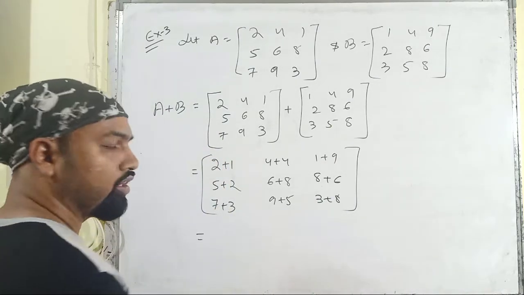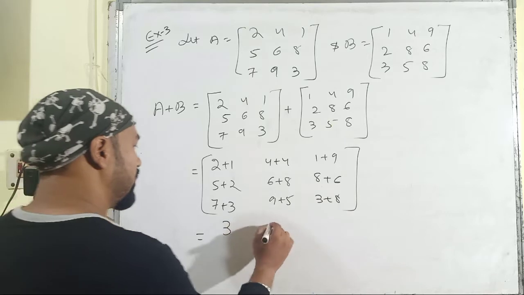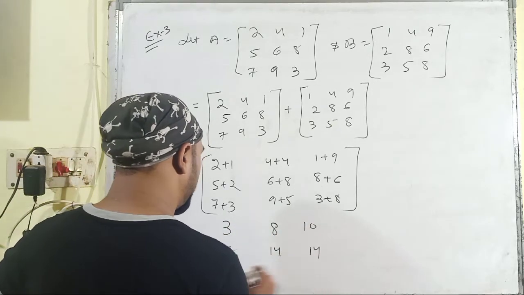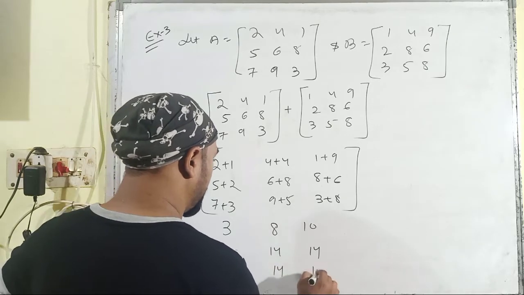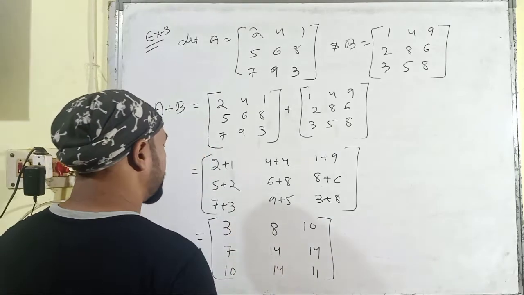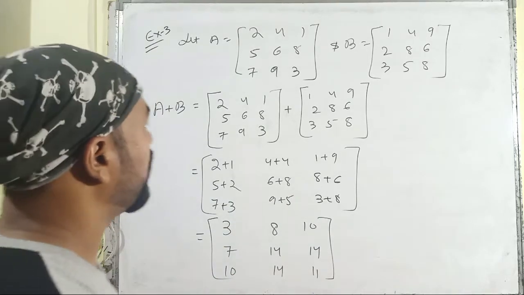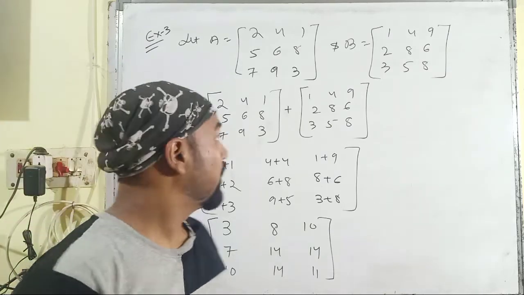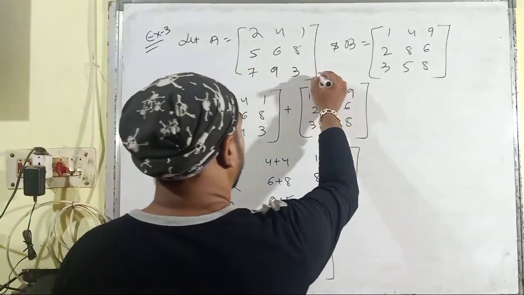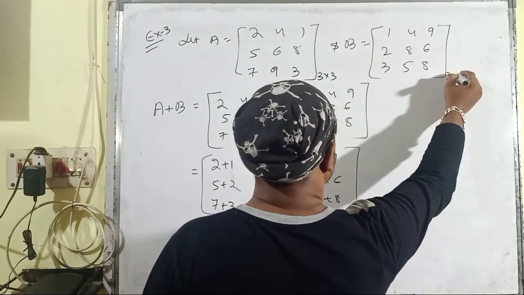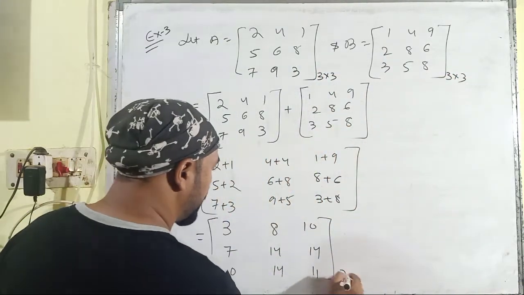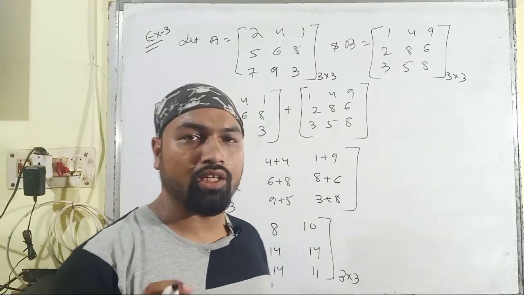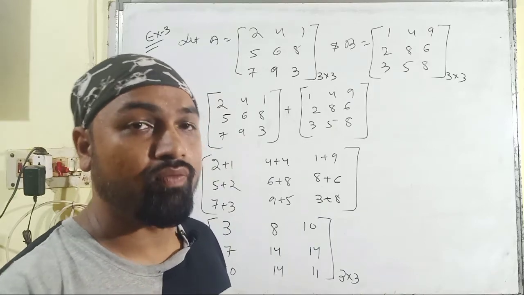Now we have to just add the numbers here: 3, 8, 10, 7, 14, 14, 10, 14, 11. So here it is the required sum, or the addition of the two matrices A and B. Here A is a matrix of order 3 cross 3, B is a matrix of order 3 cross 3, as well as their sum is also a matrix of order 3 cross 3. So after the completion of addition of two matrices, let us go through the properties of matrix addition.